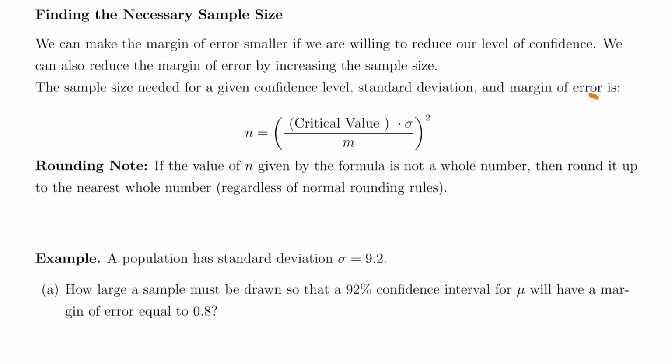Now just to make it clear, this margin of error that we know we're okay with is depicted here by our m in the formula. So the sample size needed is equal to the critical value that corresponds to the confidence level multiplied by the standard deviation, all divided by the given margin of error. Finally, don't forget this last part, square the final value.